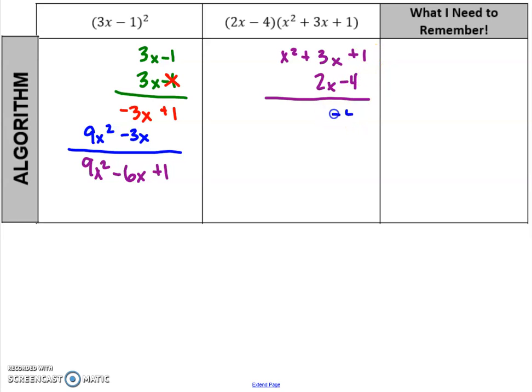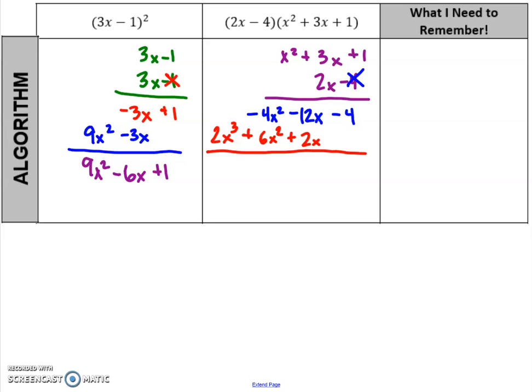Negative 4 times 1 is negative 4. Negative 4 times 3x is negative 12x. Negative 4 times x squared is negative 4x squared. Whew. Done with negative 4. Let's move on. 2x times 1 is positive 2x. 2x times 3x is 6x squared, and that's a positive. Those are both positives. And 2x times x squared is going to be 2x cubed, right? 2 here, 1 here. 1 plus 2 gives me the 3.